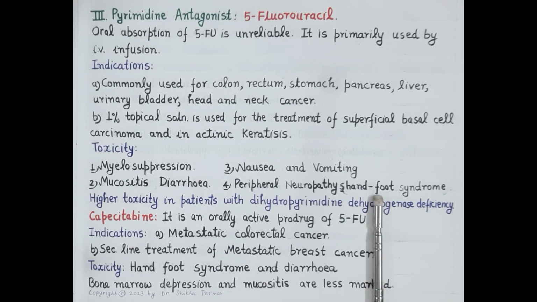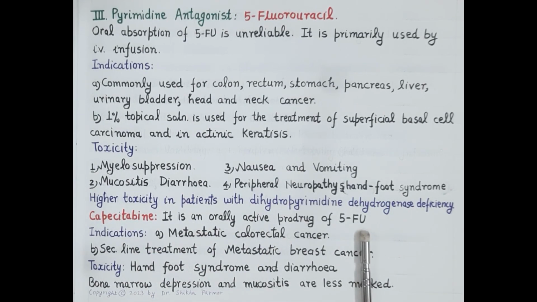Now, 5-fluorouracil is metabolized by dihydropyrimidine dehydrogenase. So, deficiency of this enzyme dihydropyrimidine dehydrogenase increases the plasma concentration of 5-fluorouracil and increases its toxicity. So, this is the pharmacology of 5-fluorouracil. Now, another pyrimidine antagonist drug is capecitabine. Capecitabine is an orally active prodrug of 5-fluorouracil.